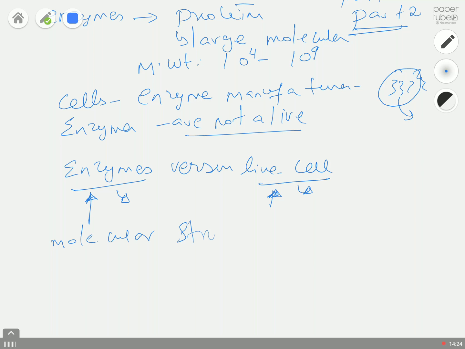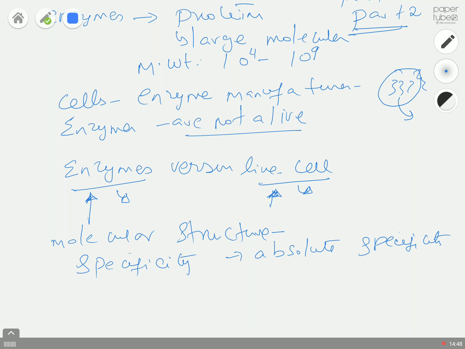We talked about the molecular structure. I said they have some active sites, some active spots that can fit your substrate. And then I talked about specificity, a very important property of enzymes. I talked about absolute specificity, and I talked about group specificity.